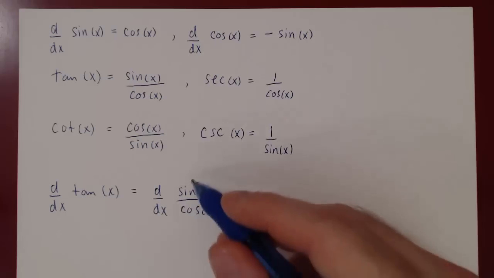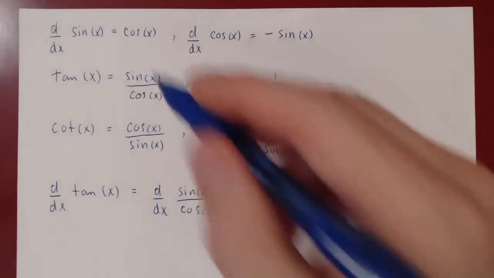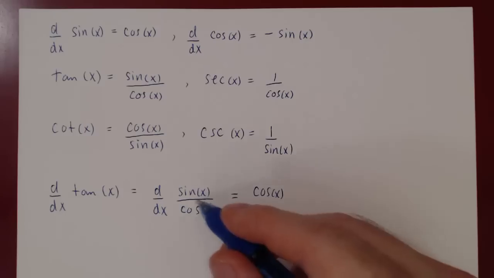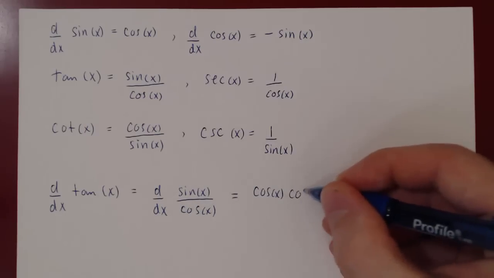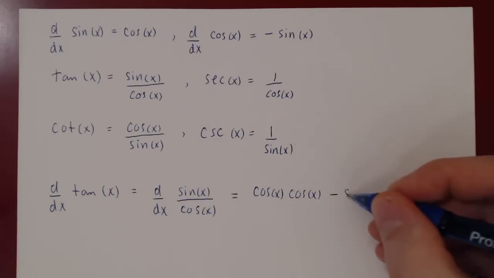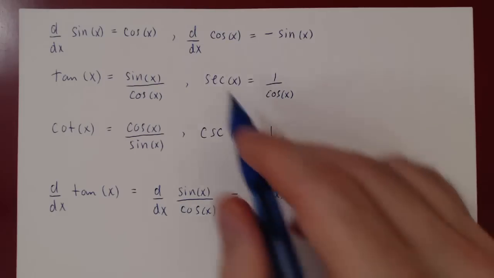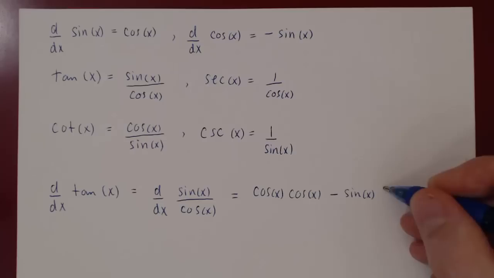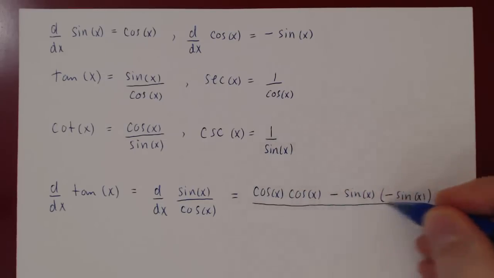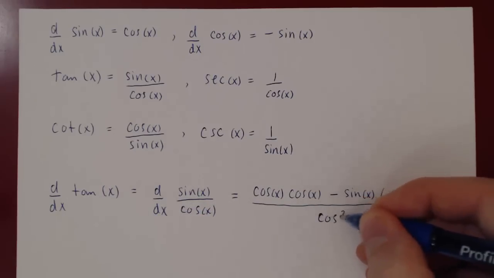By the quotient rule, we have the derivative of the top first. The derivative of sine is cosine of x. So we have cosine of x times the bottom, times cos of x, minus the function on top, sine of x, times the derivative of the bottom. The derivative of cos of x is negative sine of x. And we divide this by the bottom squared, so cos squared of x.